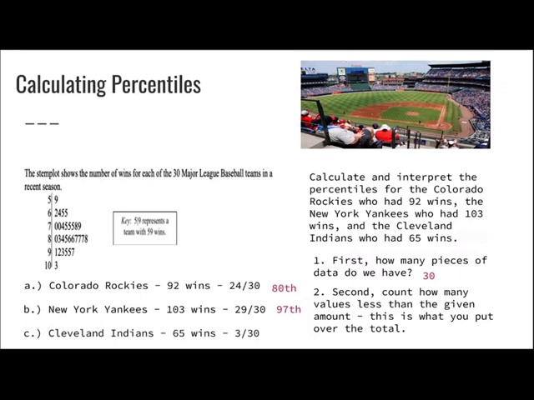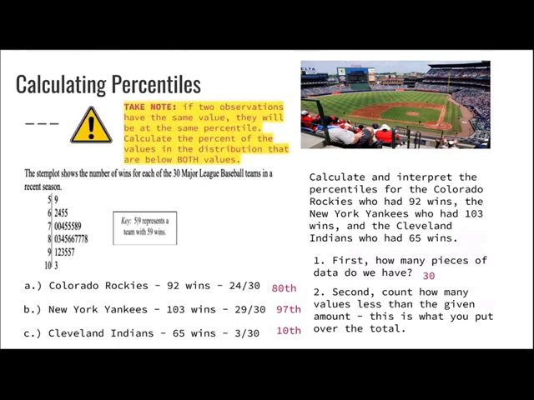Cleveland Indians have 65 wins. So notice how there are two values for 65. There's two 65s in our data. So we want to count what is below both of those values. So that's the 4, the 2, and the 9. So that's 3. So there are 3 values below those 2 scores of 65 wins. So 3 out of 30 gets us 0.1, which is the 10th percentile.